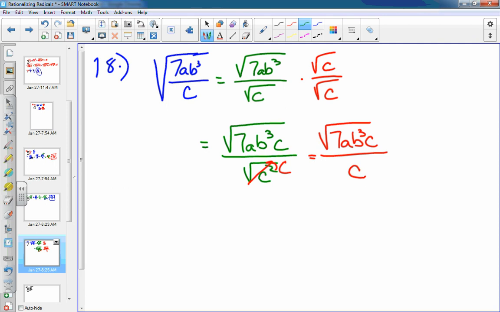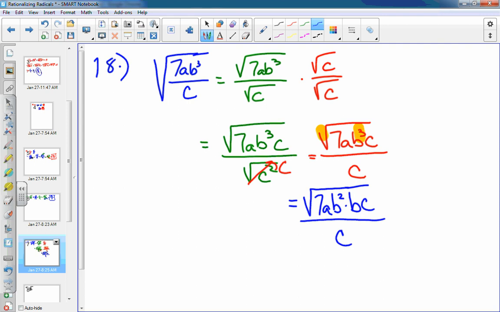Why? 3 what? There's 3 b's. When your exponent is larger than your root, you know you're not done. Does everybody understand that? When your exponent on a number or variable is larger than the root that you're taking, you're not done. Okay? Which tells me that I need to break this up. This is going to become the square root of 7a b squared times b times c all over c.